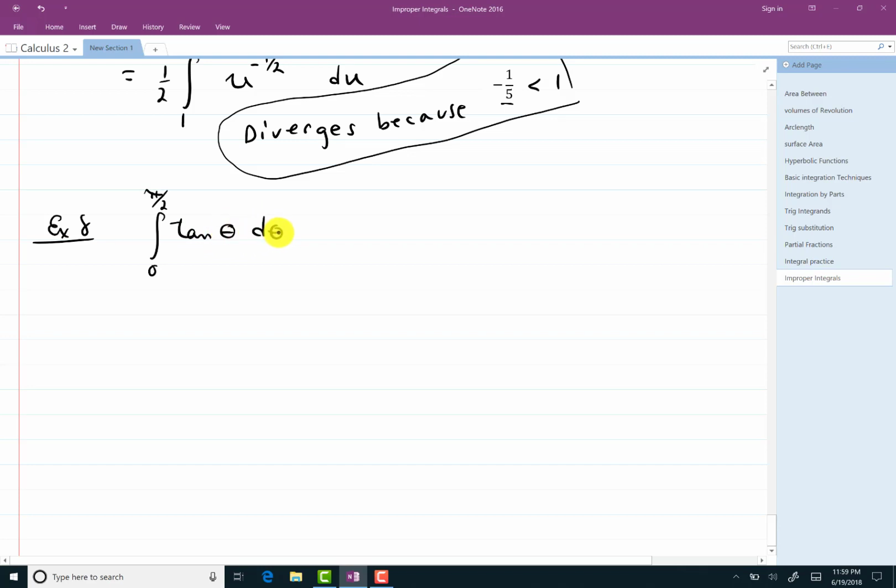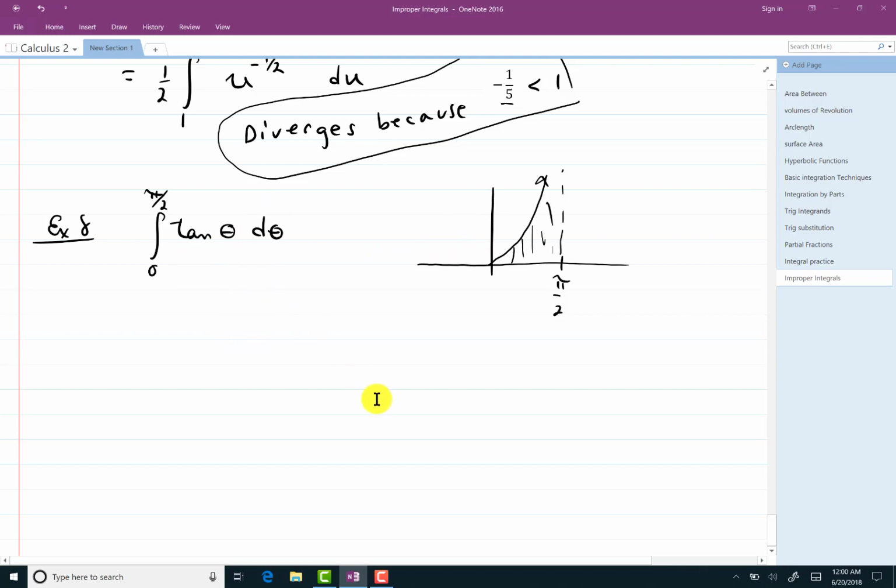Here's an interesting problem. Tangent is defined when theta equals 0. In fact, tangent of 0 is 0, but tangent goes off to infinity as it approaches pi over 2. A quick, dirty little graph shows something like this. Pi over 2 is a vertical asymptote. The question is, is the area inside of here going to be finite or infinite? Well, that all depends on if this converges or diverges.